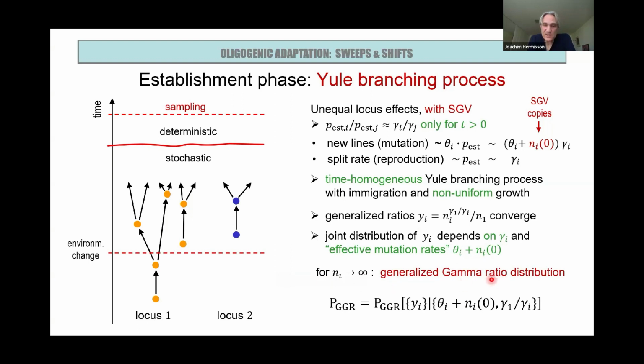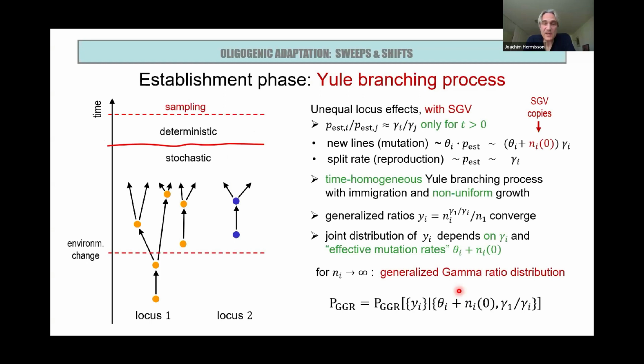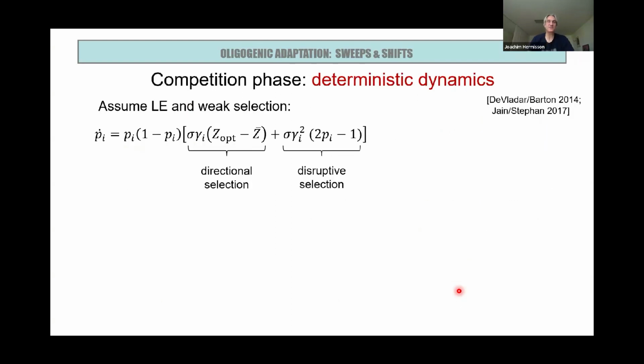Again, we get these generalized gamma ratio distributions here with a more general parameter, replacing only the theta I from before. Good. So that was the establishment phase, right? Remember, we still have also the second thing, right? Say, to link this to the deterministic dynamics via the competition phase. So how is that done?